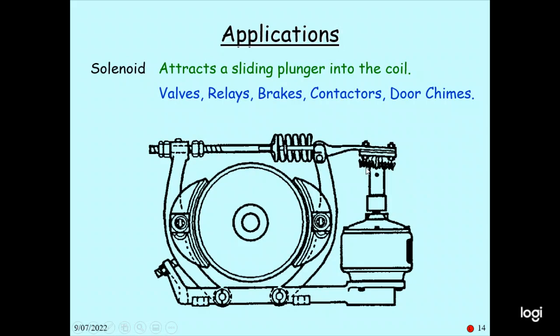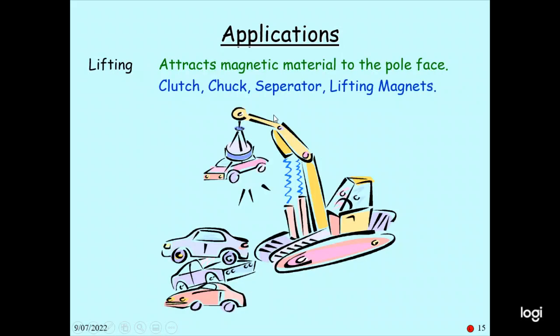Another application we use is the solenoid. A solenoid attracts a sliding plunger into the coil, so we use it in relays, brakes, contactors and door chains. We use different magnetism. We need magnetism to attract magnetic materials to the pole face. We use a magnetic separator and lifting magnet. Then you have to do the practical exercise.